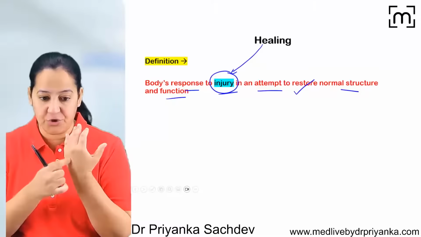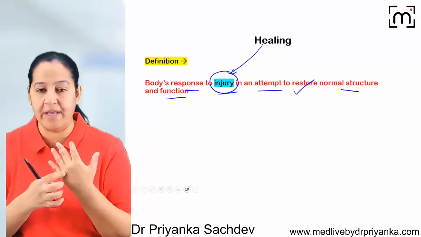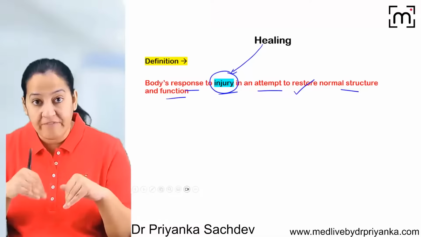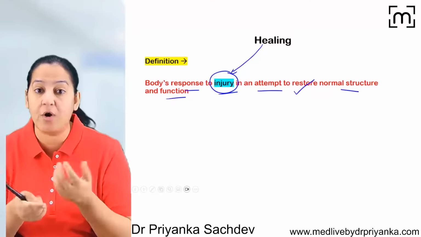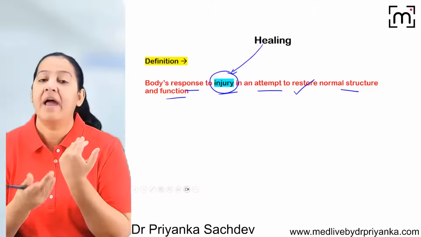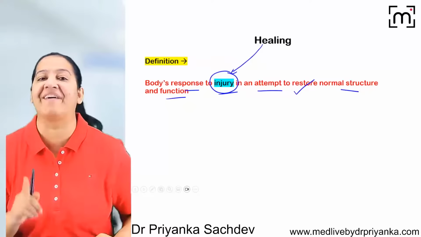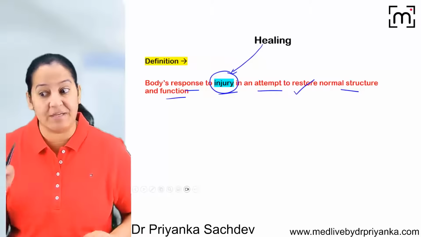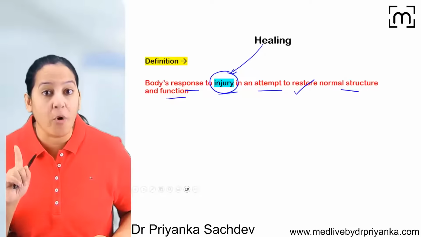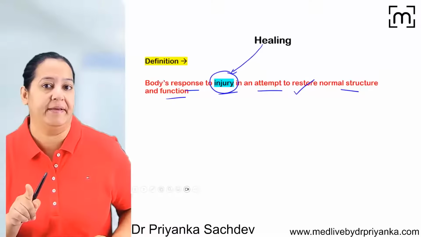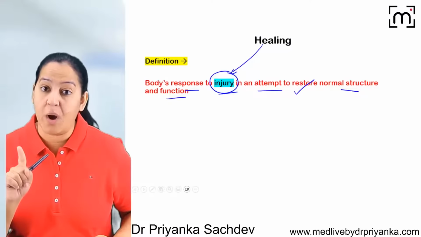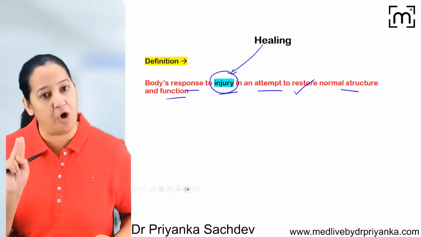If I'm having an injury anywhere on the body, the normal structure and normal function are both impaired. Now the body will react, the body will show the response in order to restore the normal structure of the injured area and the normal function of the injured area. So this is the definition. Don't mug up the definition, understand the definition. You can write in your own words. What is healing? It's the body's response to injury in order to attempt to get the normal structure back and normal function back.